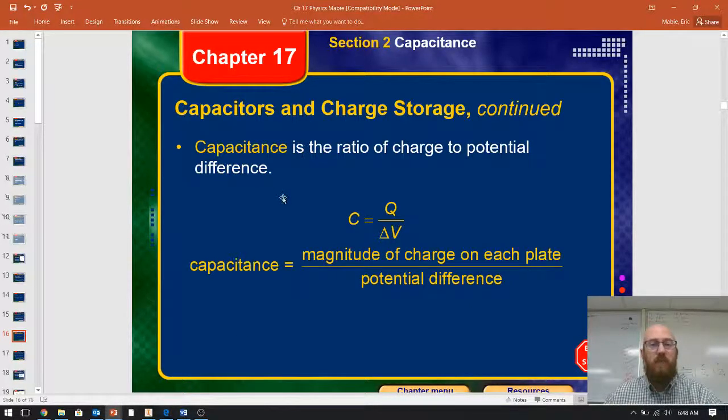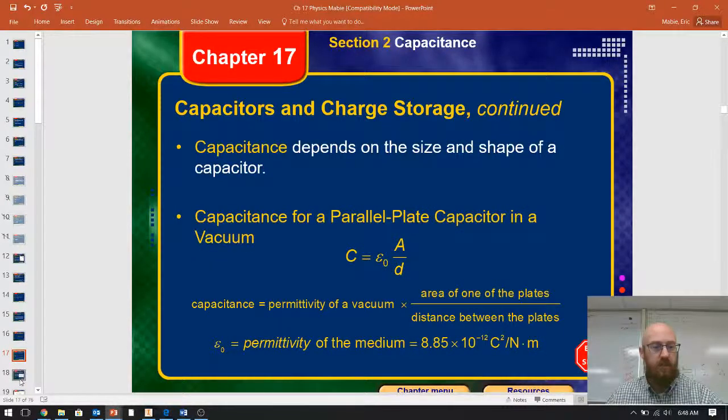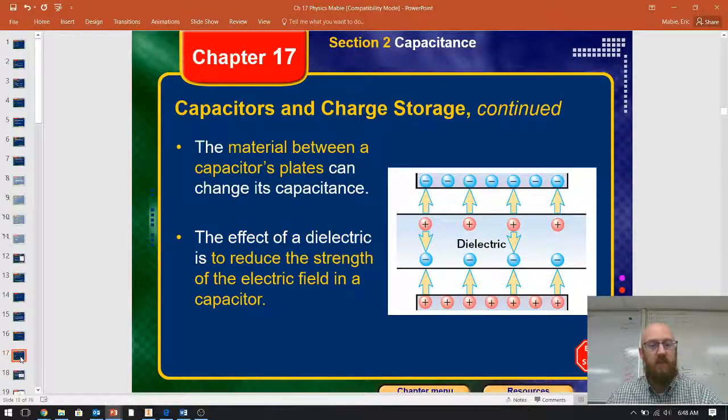It happens. Capacitance is the ratio of the charge to the potential difference. That's all it is. This is one of those chapters where literally every equation is built on another. The change in V depends on the difference in potential energy. So it's the magnitude of charge on each plate and the potential difference. We should have a picture; actually, the picture's right there. We'll get back to that.